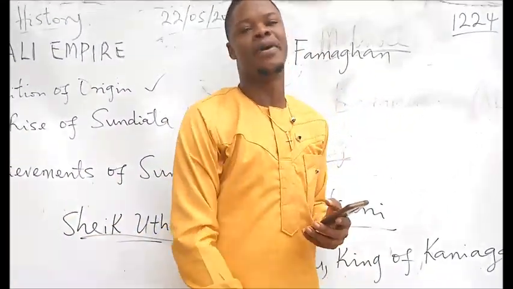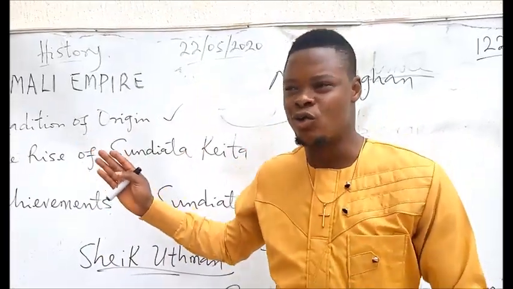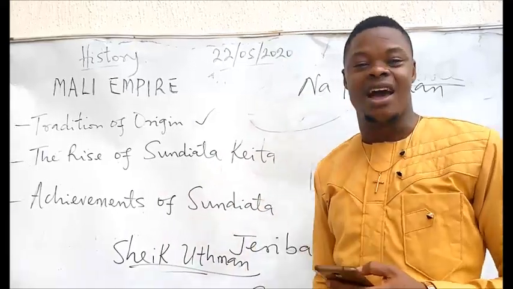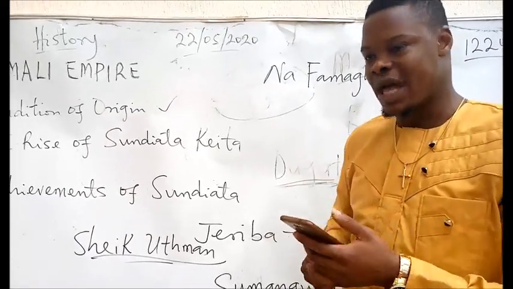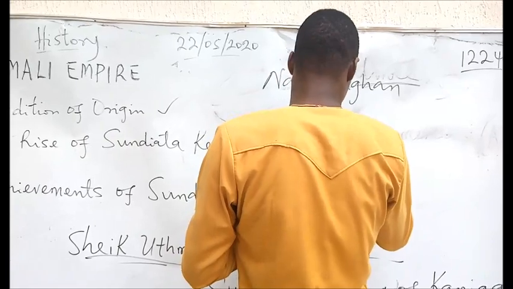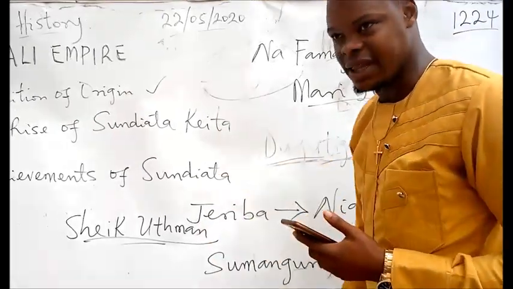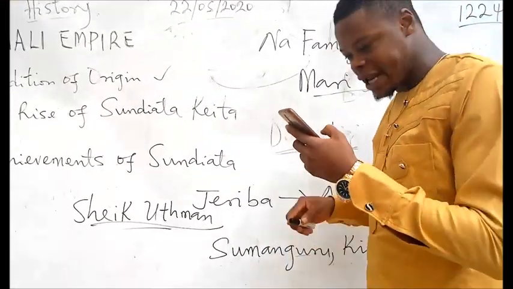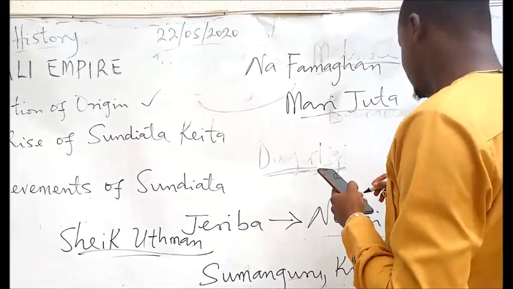Sumanguru killed all the members of the royal family, all the members of the family of Famahan, and all the people that could have succeeded in the Keita dynasty. But he didn't kill all of them. He left two people. The first person he left was a cripple, known in those days as Marijuta. It was this cripple that was later known as Sundiata. We will come to that anyway. So he left this cripple, Marijuta, and his half-brother. The name of his half-brother is Dankaran Tuman.